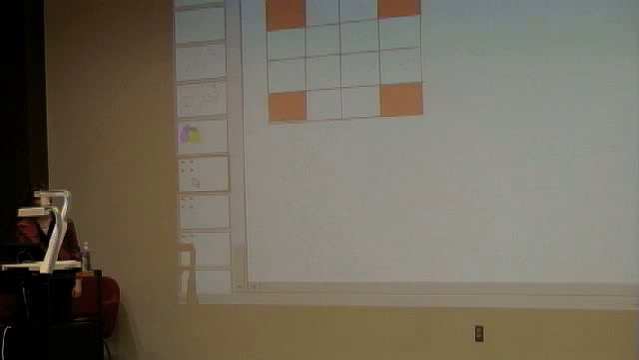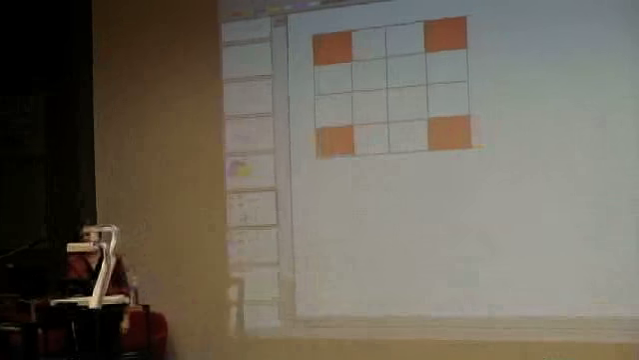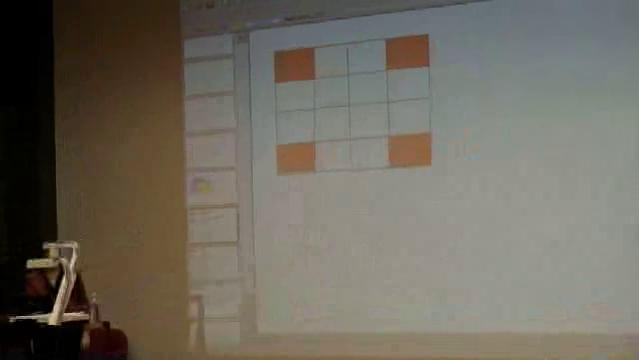Okay, so what I want to talk about is the following problem. This here is the first iteration of a four-corner Cantor set. Basically what you do is the following. You start with a square in the plane.